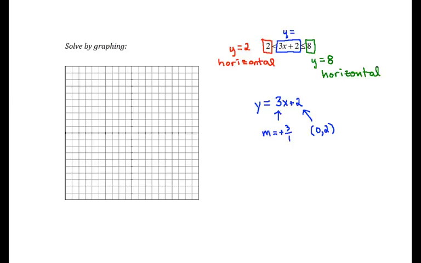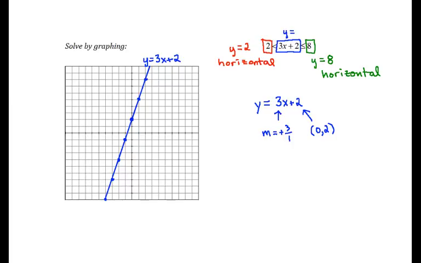So we want to draw all 3 of these. Let's go ahead and start with our y equals 3x plus 2. Here is the y-intercept of 2, and a slope of positive 3 over 1 means we need to pass through these points. Every time I go right 1, I go up 3, or if I go left 1, I go down 3. And then I can draw the line that passes through those points. So that is y equals 3x plus 2.